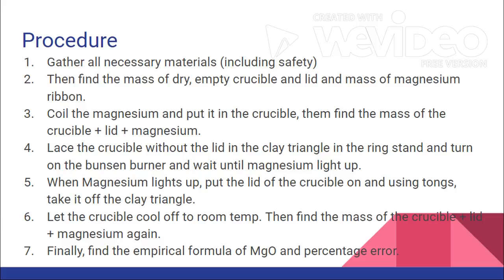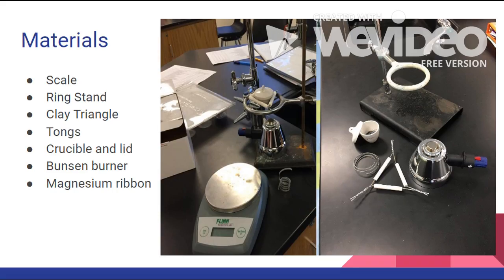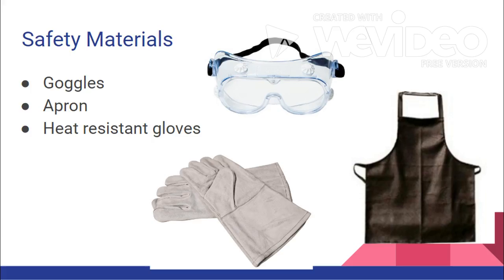The four pictures show the ribbon inside the crucible, second the ribbon lighting up, third it cooling off to room temperature, and the fourth one is the end result. Our materials were a scale, ring stand, clay triangle, tongs, crucible and lid, Bunsen burner, and magnesium ribbon. Our safety materials were goggles, apron, and heat-resistant gloves.